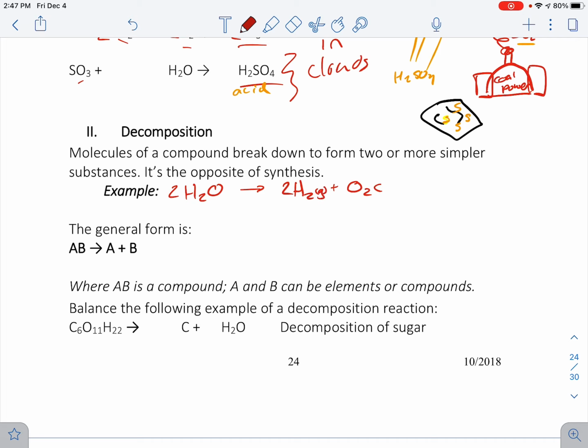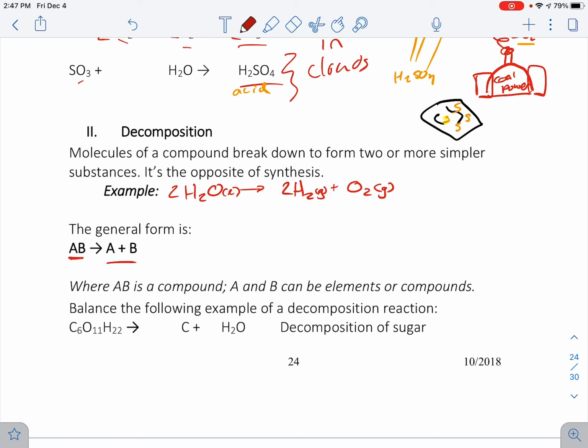So if you pass electricity through water, you'll see little bubbles form, and those bubbles are actually from the water breaking down or decomposing. So in general, we're talking about a compound that has more than one element, producing 2 different compounds that each have those 2 elements or compounds.